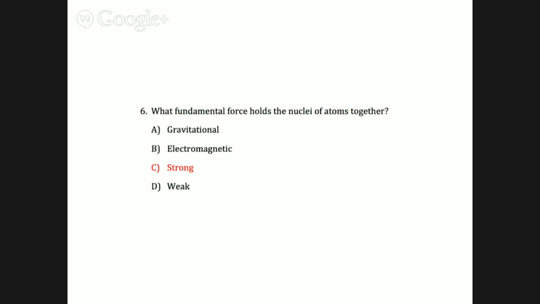Many of you answered the fundamental force holding nuclei of atoms together as the electromagnetic force. Electromagnetic force does the opposite. Electromagnetic force is actually driving the nuclei apart. How come?